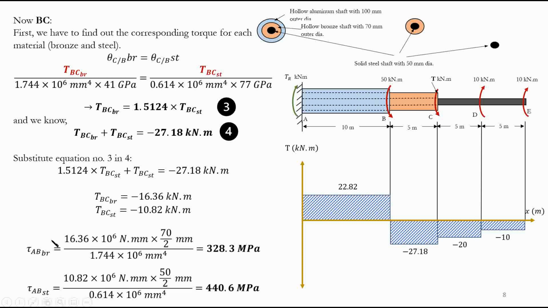Find the maximum stress. Again, the torque, maximum radius, J. Torque, maximum radius, J, right? It's very important, again, to pay attention to the units. And here we get these two values, okay?